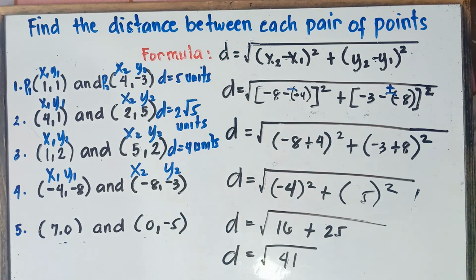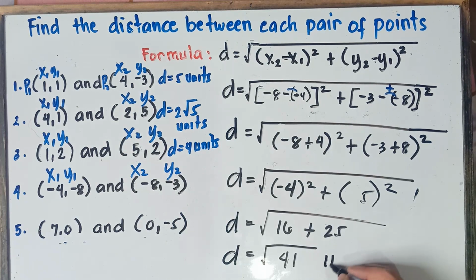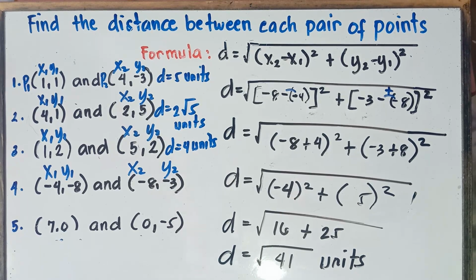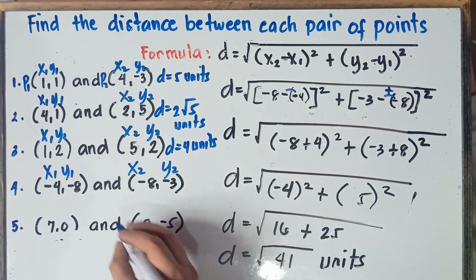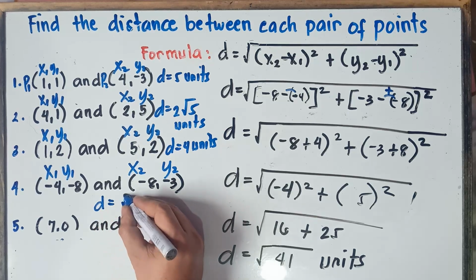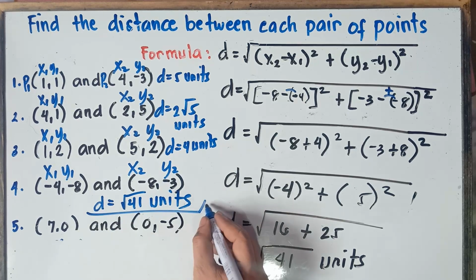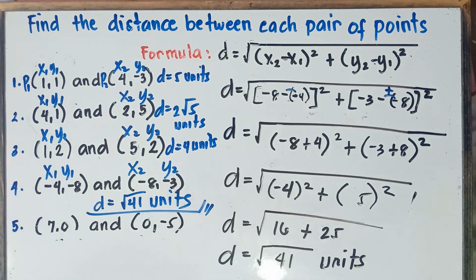Therefore, class, this will be our final answer. Do not forget to put units. Once again, class, if you cannot simplify the square root, that would be your final answer. Therefore, the answer with regards to example number 4, that would be square root of 41 units. All set. That's the answer, class, with regards to example number 4.